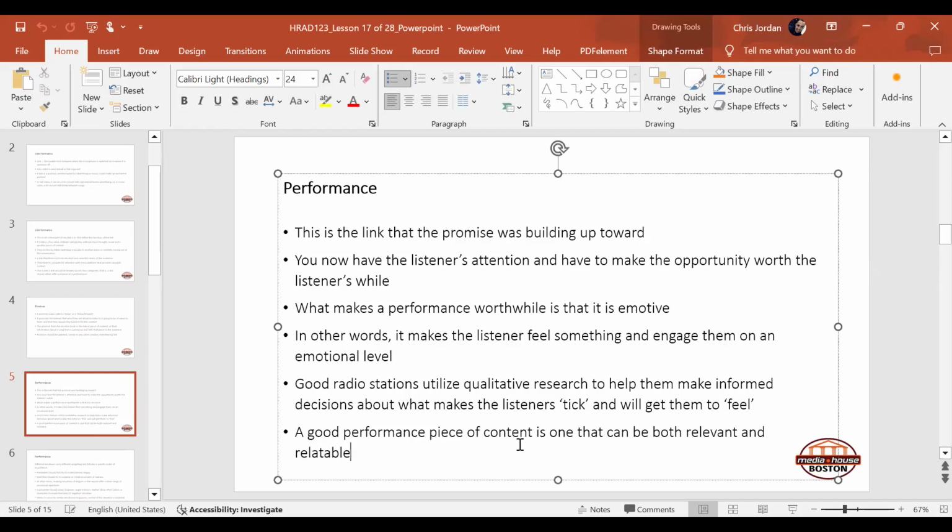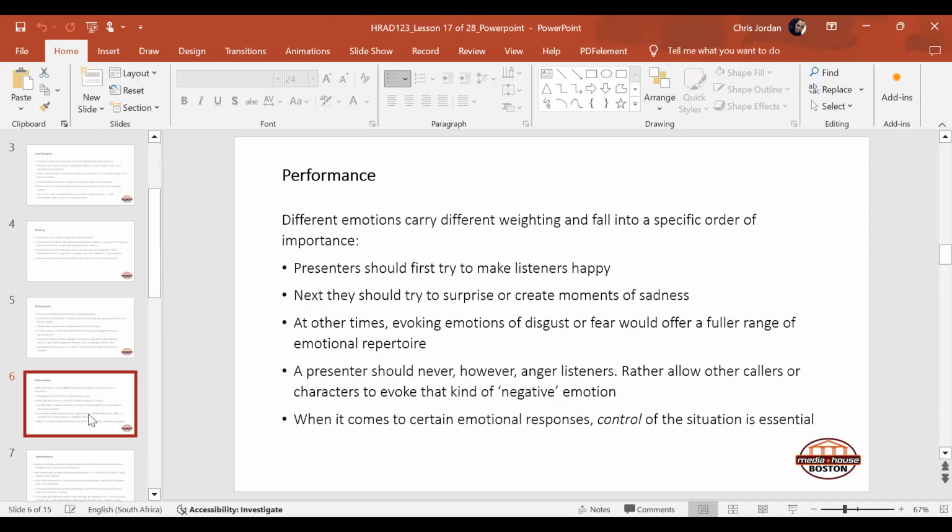A good performance piece of content is one that can be both relevant and relatable at the end of the day. Let's continue with the performance. Different emotions carry different weighting and fall into a specific order of importance. So presenters should first try to make the listeners feel good, so they enjoy the experience.